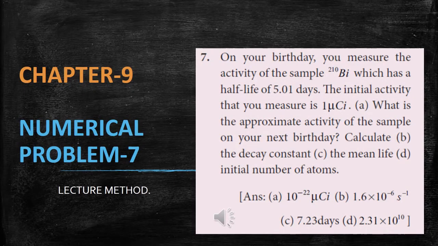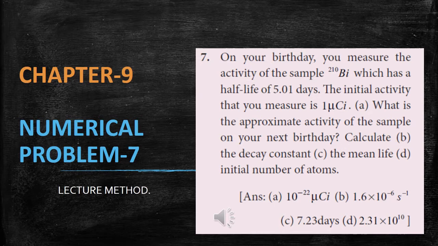Now we are going to solve the 7th problem in chapter 9. What is mentioned in the problem? On your birthday, you measure the activity of a sample of bismuth-210, which has a half-life of 5.01 days. The half-life of the bismuth is given. The initial activity that you measure is 1 microcurie. Here 5 things are to be found out.